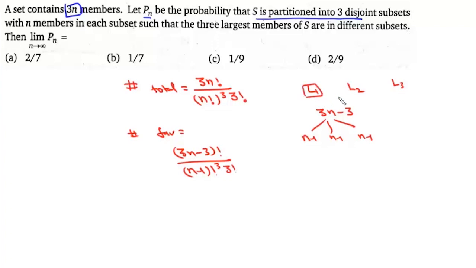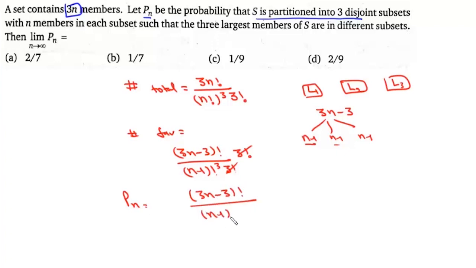Now in this case, since we have 3 different people, we can arrange these 3 groups in factorial 3 ways. So for the favorable case, this factorial 3 will cancel. So the required probability Pn will be factorial (3n minus 3) upon (factorial (n minus 1)) cube, divided by factorial 3n upon (factorial n) cube into factorial 3.